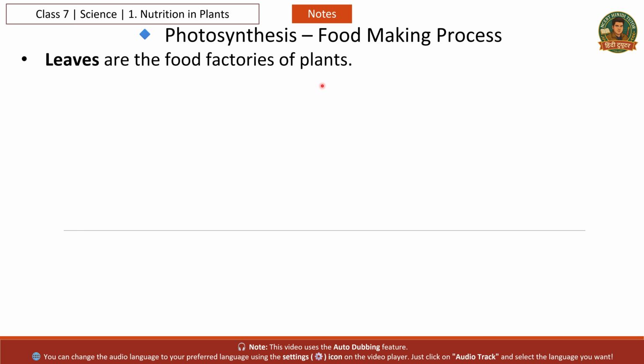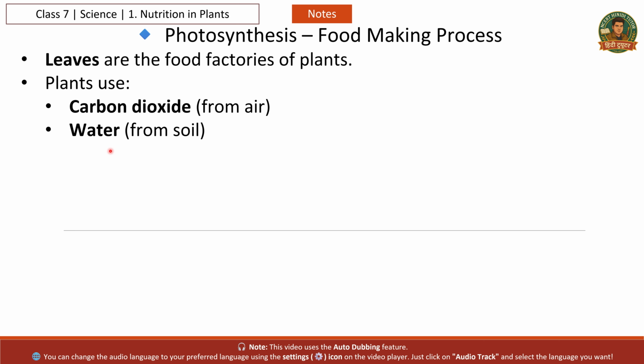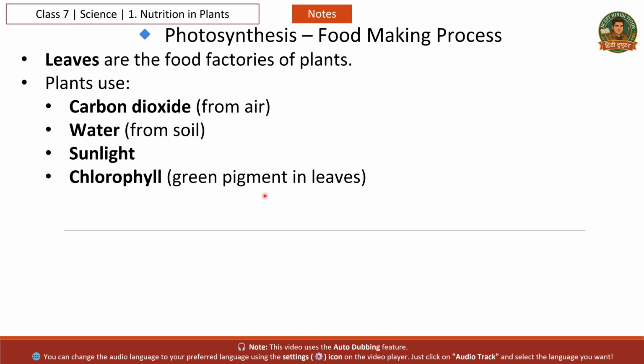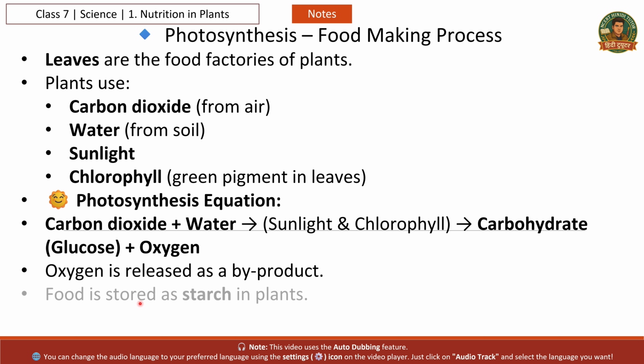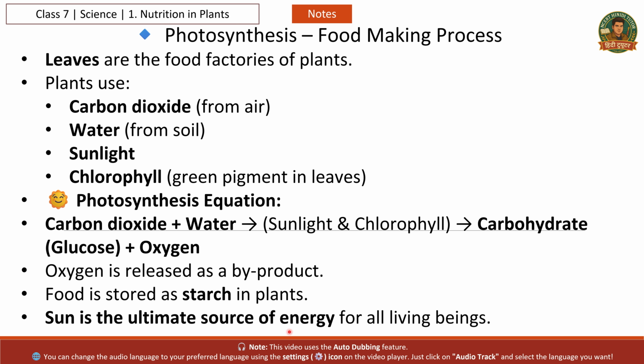Next, photosynthesis, the food making process. Leaves are the food factories of plants. Plants use carbon dioxide from air, water from soil, sunlight, and chlorophyll, the green pigment in leaves. Photosynthesis equation: carbon dioxide plus water in the presence of sunlight and chlorophyll gives carbohydrate, glucose, and oxygen. Oxygen is released as a byproduct. Food is stored as starch in plants. Sun is the ultimate source of energy for all living beings.